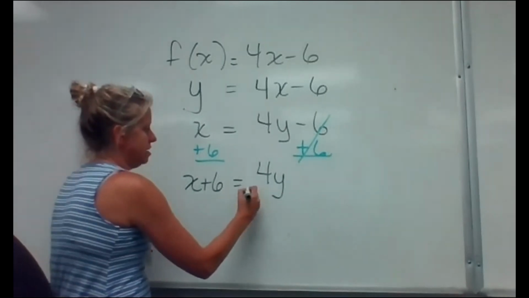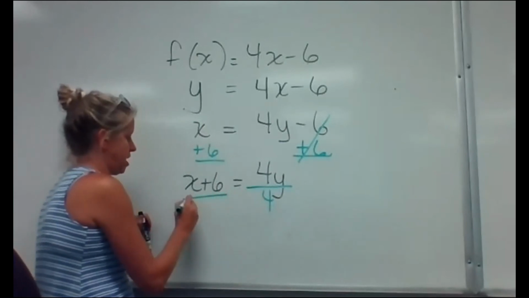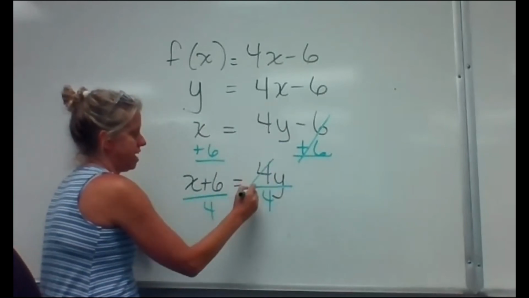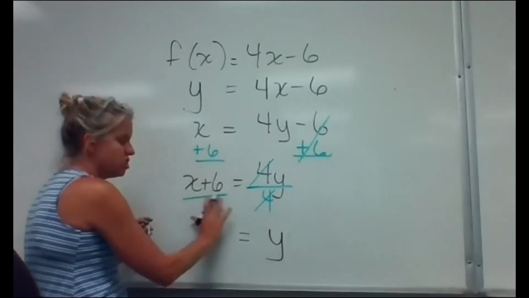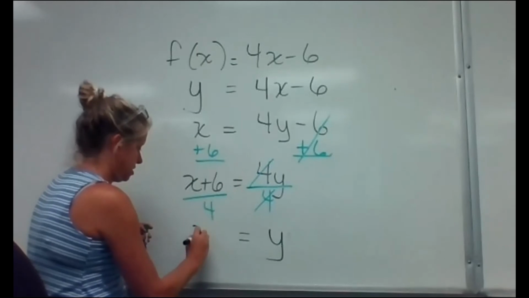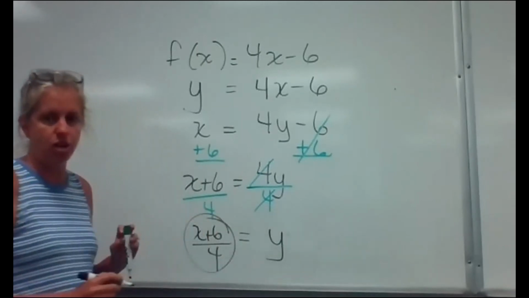So what do I divide by? 4. And I just checked it. It'll let you do this right here. Over 4. Put that over 4 to cancel that. So y equals, you can just leave this just like this. X plus 6 all over 4. There's your inverse.